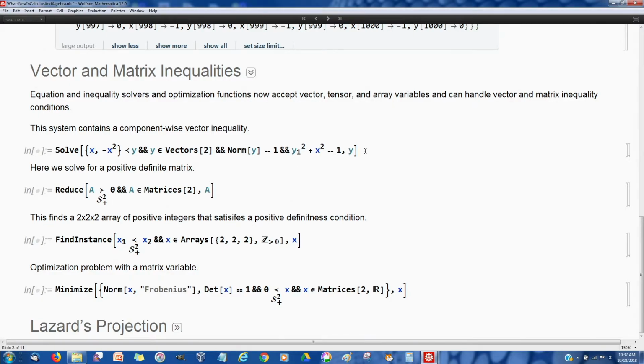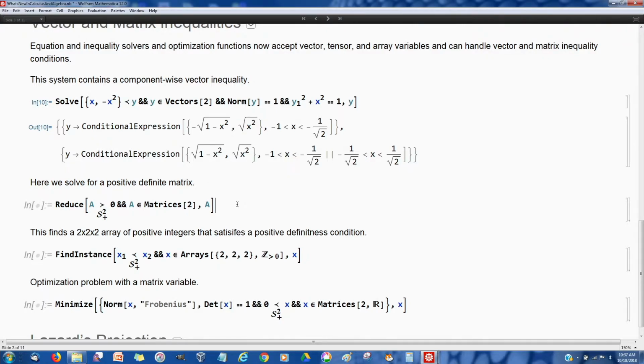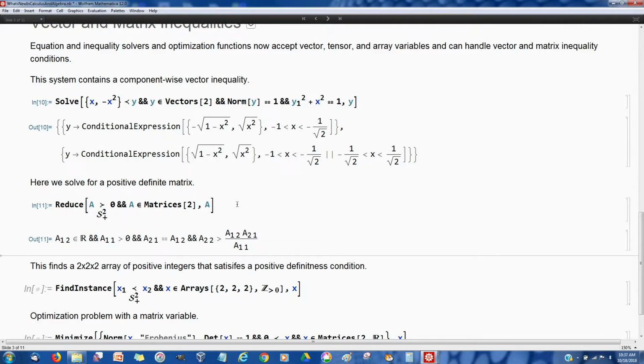So here's something which contains a vector, component-wise vector inequality. We can solve it. We get the solution. Y is a vector, so that's why we get a pair here, right? And we solve for the general condition for positive definite matrices, and we get the result in terms of symmetric matrices. Part of the condition is that it's symmetric and positive definite. So that's encoded already in this symbol.